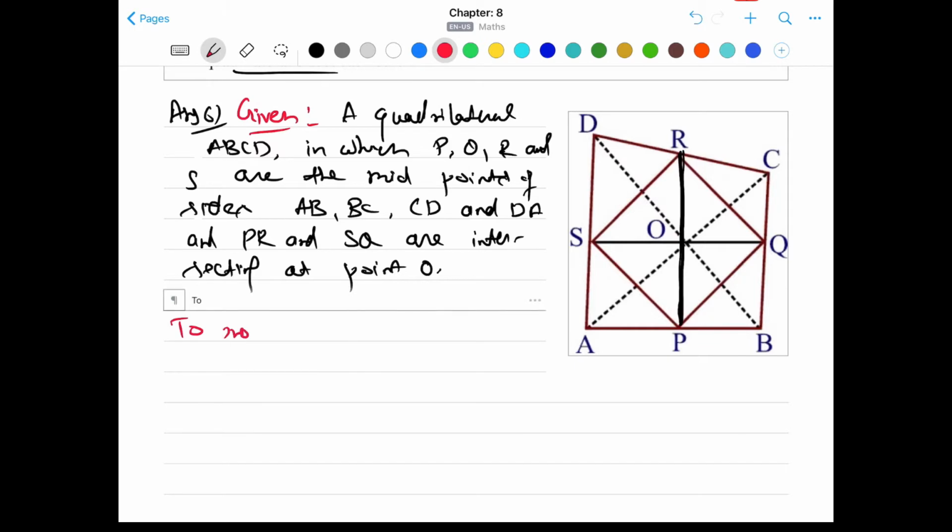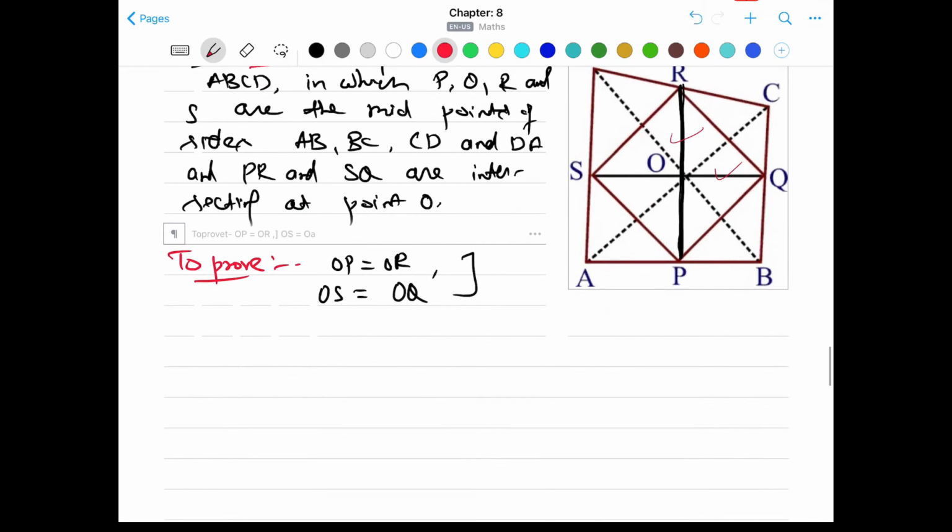To prove here, we have to prove that the diagonals PR and SQ are bisecting each other, which means the distance OP is equal to OR and OS, or you can say SO, is equal to OQ. OP equals OR and OS equals OQ. That's what we have to prove, that both the diagonals are bisecting each other. Let's start its proof.